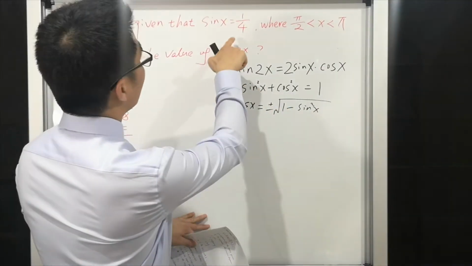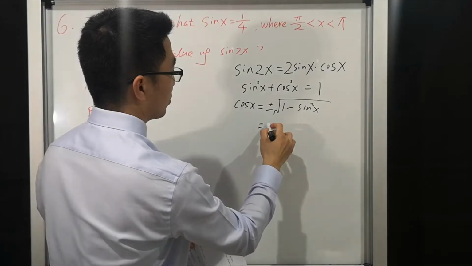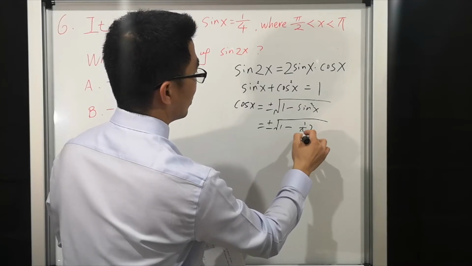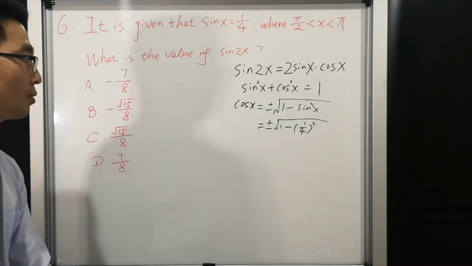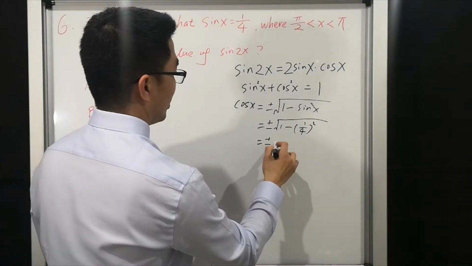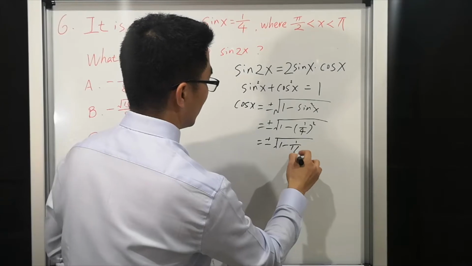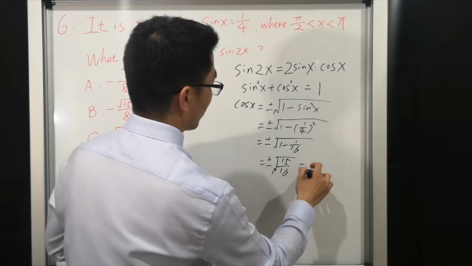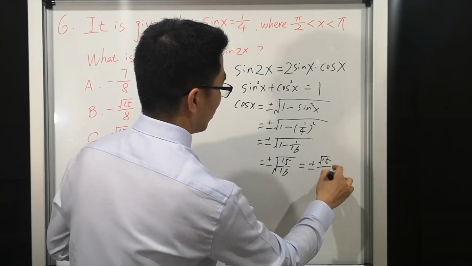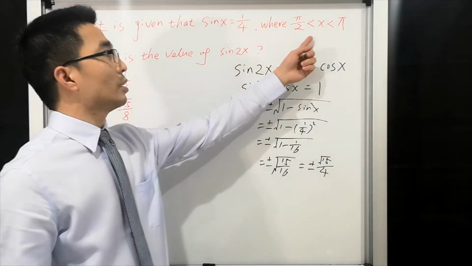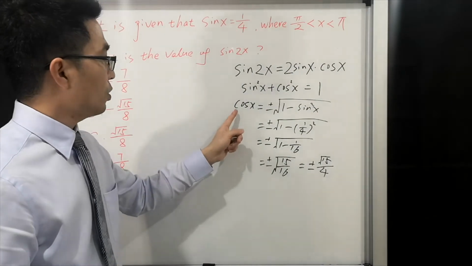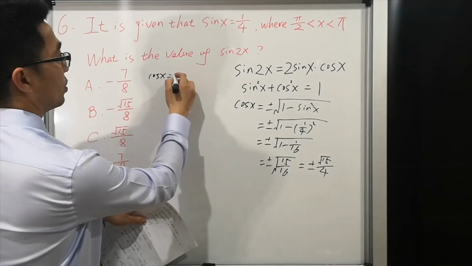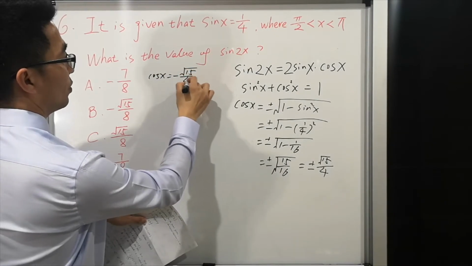So we can put this sin x in here to have positive or negative square root of 1 minus (1/4)², which is positive or negative square root of 1 minus 1/16, equal to positive or negative square root of 15/16, equal to positive or negative √15/4. Because x is in the range of π/2 to π, cos x should be a negative value. So here cos x equals negative √15/4.